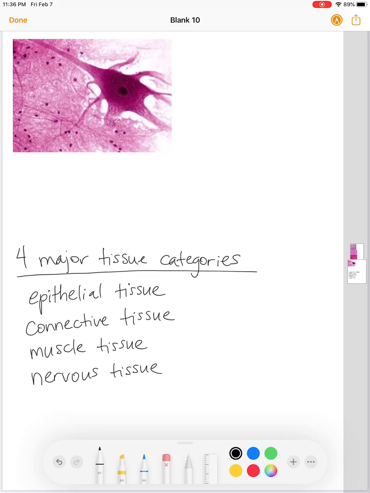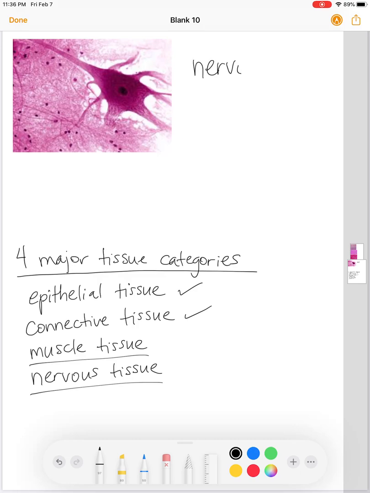Now, I'll have 2 more videos where I'll go through epithelial tissues and connective tissues with you guys, because there's several of those, and so I kind of break those down into separate videos. But in this video, I'm going to be going through muscle tissue and nervous tissue with you guys, okay? So let's start with nervous tissue here, since we already got this one pulled up.